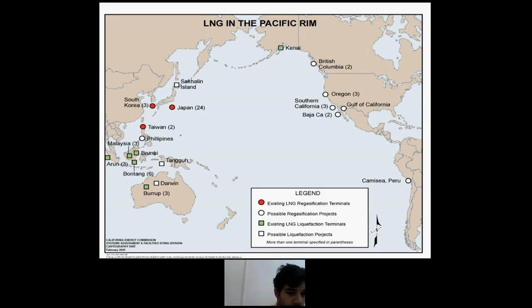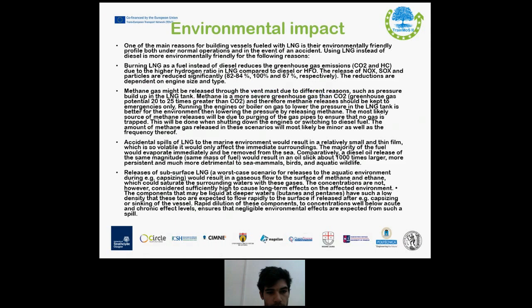Now, moving to the LNG issues, properties and hazards. One of the main reasons for building vessels fueled with LNG is their environmentally friendly profile, both under normal operations and in the event of an accident. Using LNG instead of diesel is more environmentally friendly for the following reasons.